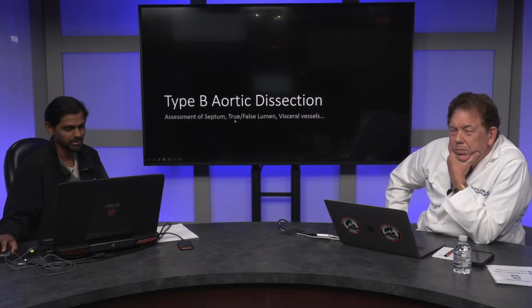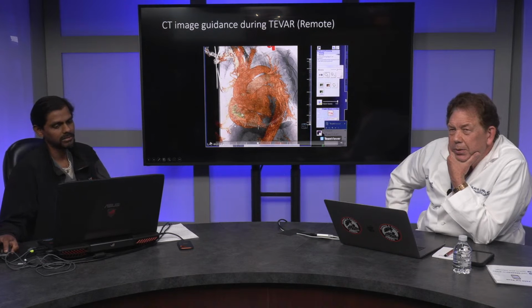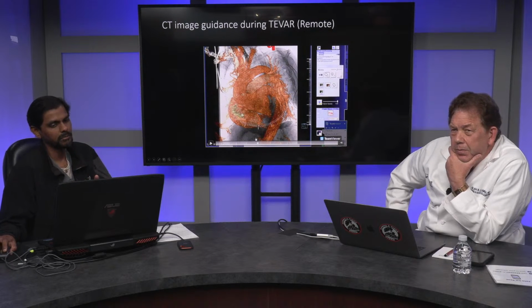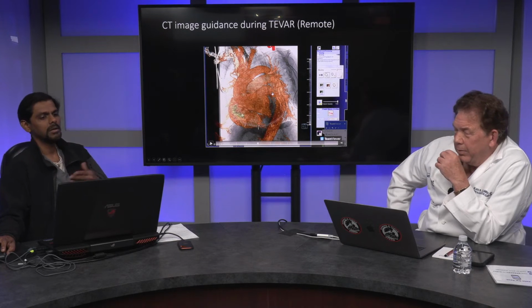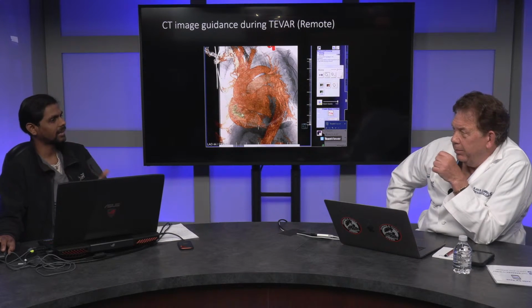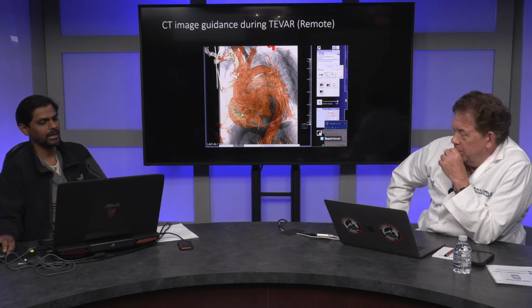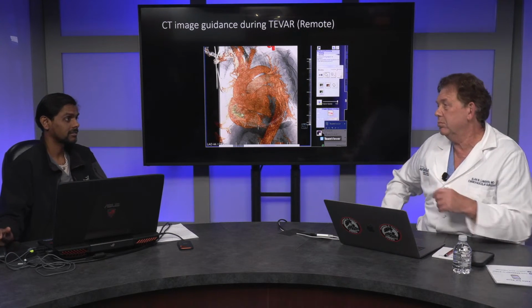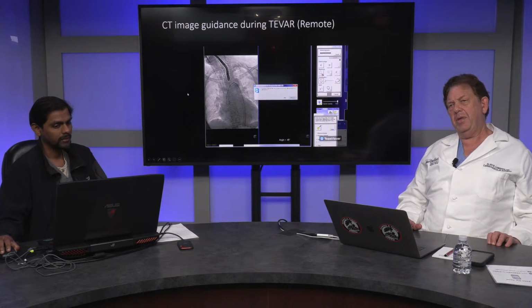So if I go back to the PowerPoint slide for a second, we have shown the value in type B dissections, and it also can be used to guide treatment. In this particular case it was a CT, but it doesn't matter as long as it's a 3D DICOM data set. We'll be able to incorporate that into your fluoroscopy to guide your treatment, especially if the patient has borderline renal insufficiency.